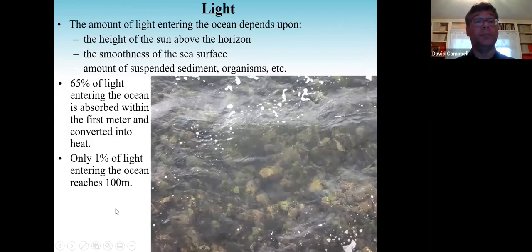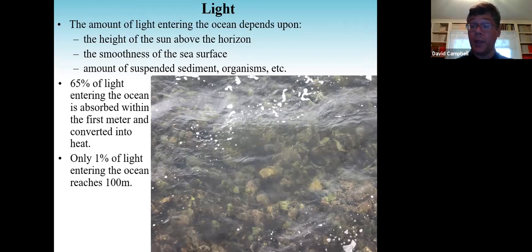Light in the water. Quite important for living things. How much goes in? There's a lot of variation. Not surprisingly, where the sun is, is it close to straight up in the sky or rather low down? Do we have lots of waves, or is the surface pretty smooth? How much stuff is in the water? All these are quite important.